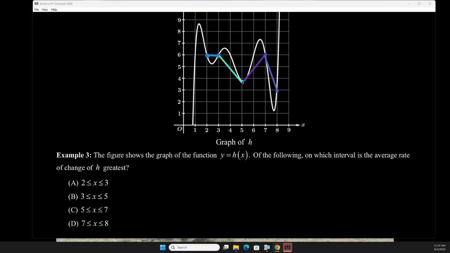All right, so what do you think? Which one is going to be the greatest? Which one do you think is going to be the least? D. So D is the least because that is the steepest negative. The steepest negative is going to be the least. The steepest positive is going to be the greatest.